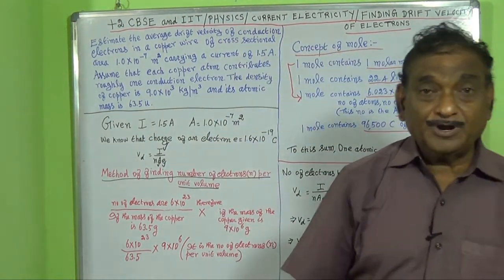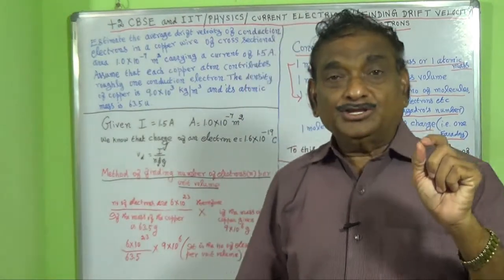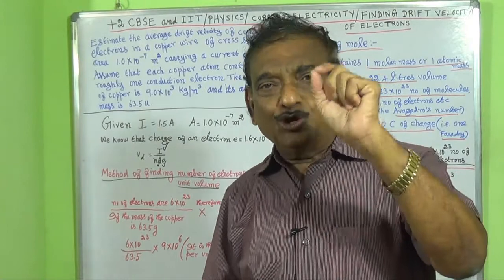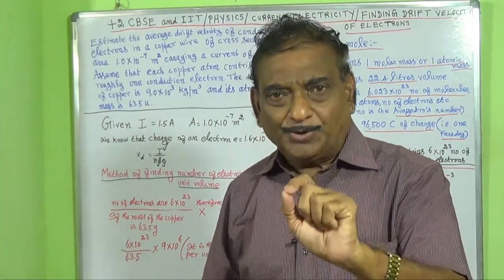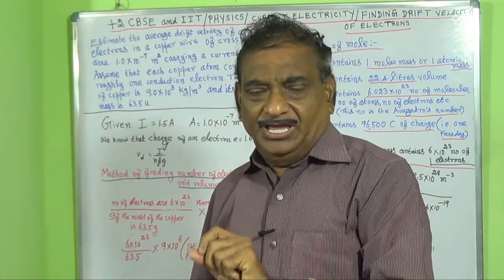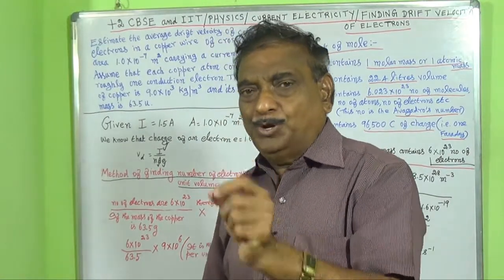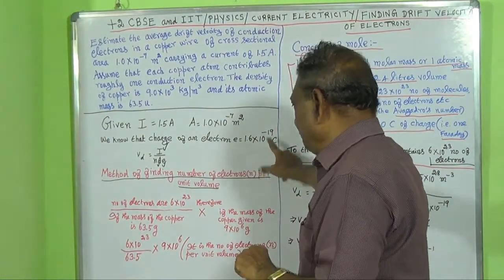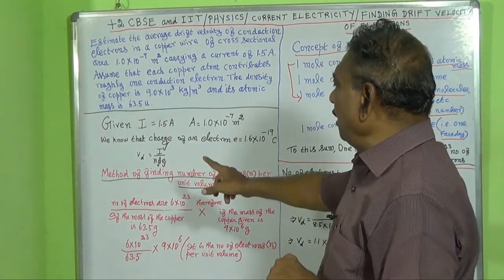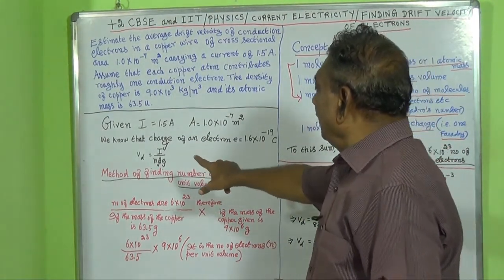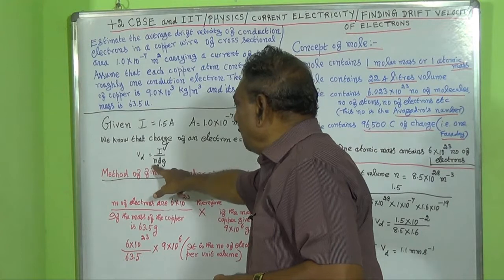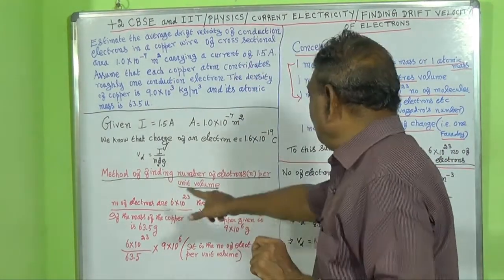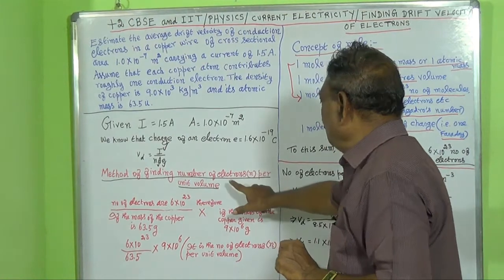We know the charge of an electron. What is the charge of an electron? The charge of the electron is 1.602 into 10 to the power of minus 19 coulomb. Here it is taken as 1.6 into 10 to the power of minus 19 coulomb. So we have to find the number of electrons per unit volume, that is small n. The method of finding the number of electrons per unit volume.